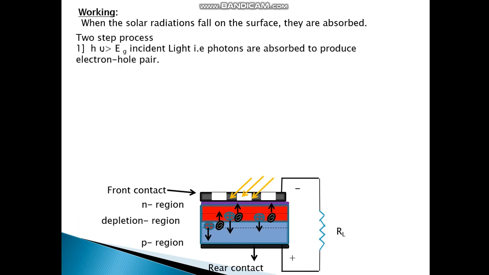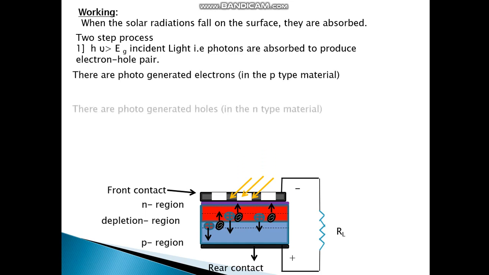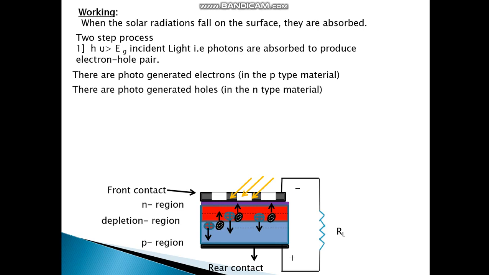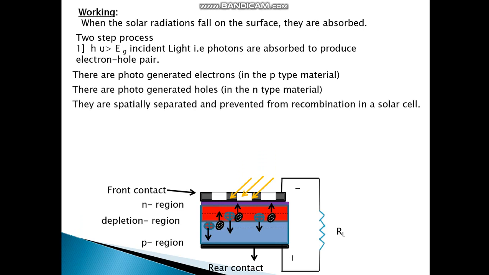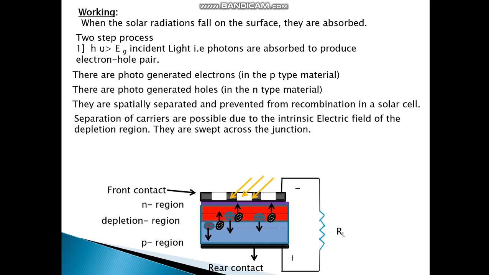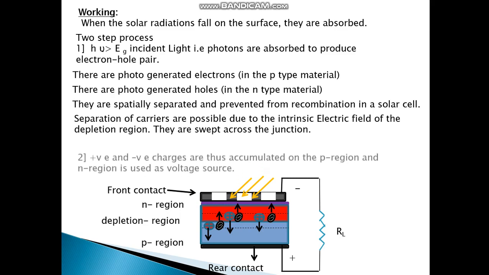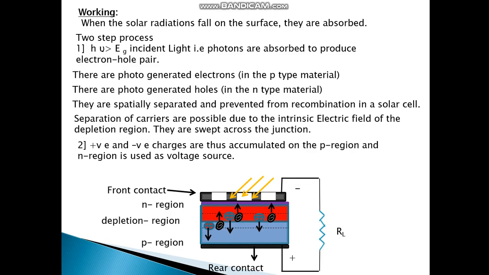It is a two-step process. When h nu is greater than Eg, the incident photons are absorbed to produce electron-hole pairs. They are photo-generated electrons in the p material and photo-generated holes in the n-type material. They are spatially separated and prevented from recombination in a solar cell. Separation of carriers is possible due to the intrinsic electric field of the depletion region. They are swept across the junction. Positive and negative charges are thus accumulated on the p region and n region, which is used as a voltage source.